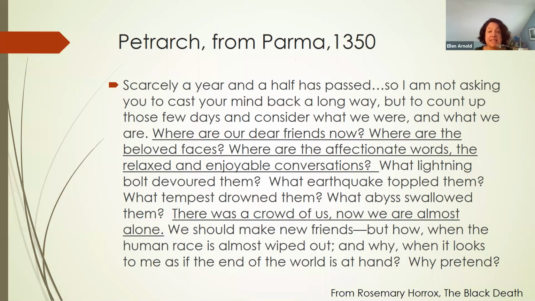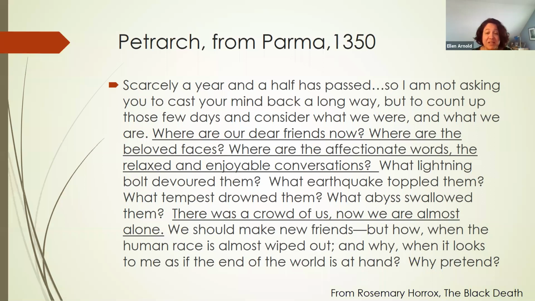Some of the Italian city-states, and Petrarch is writing about an experience in that region, lost up to 70% of the urban communities. This was a devastating disease that more than decimated communities. In many cases, 50 to 80% of small villages were lost. 50 to 70% of urban communities died in the first onslaught of plague.